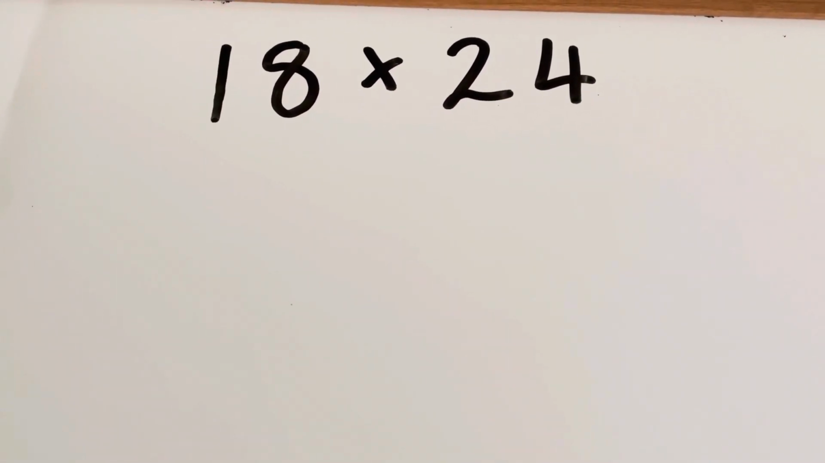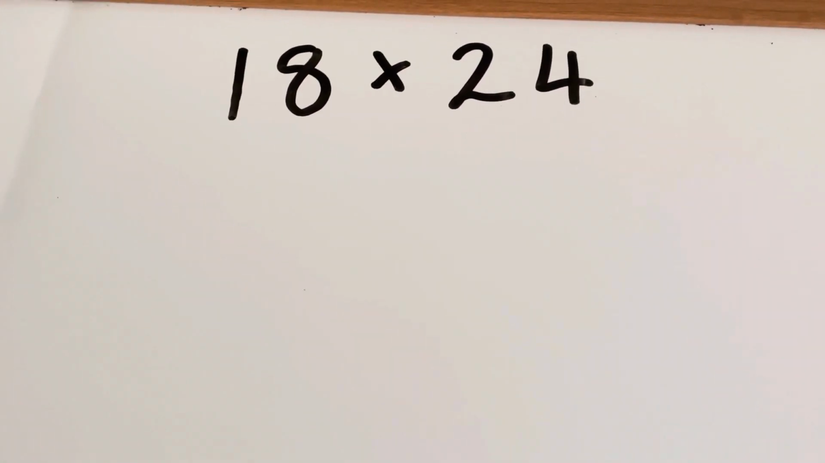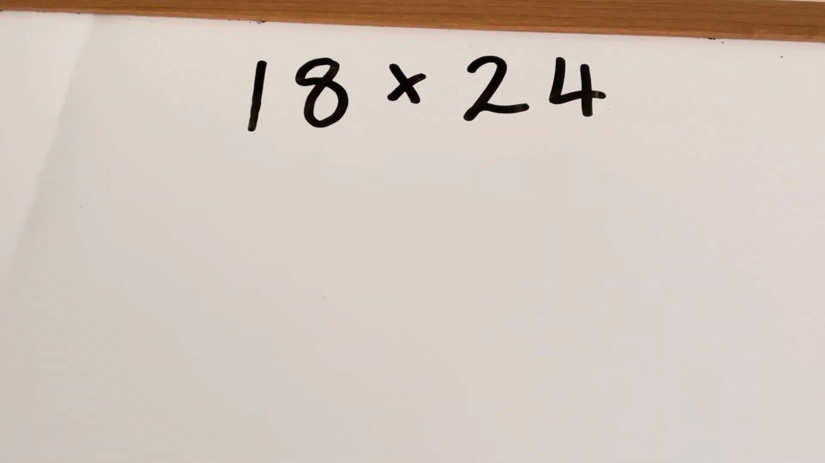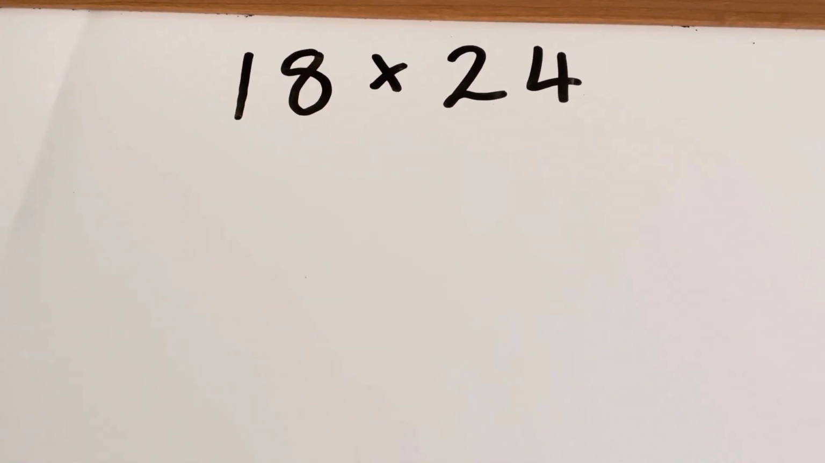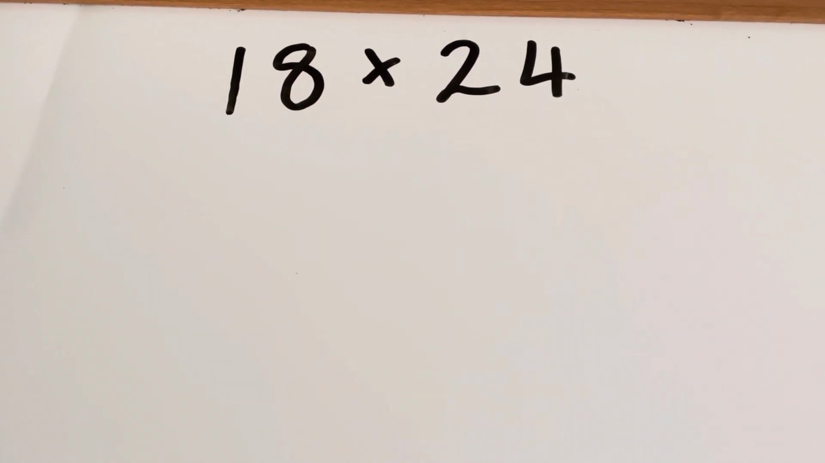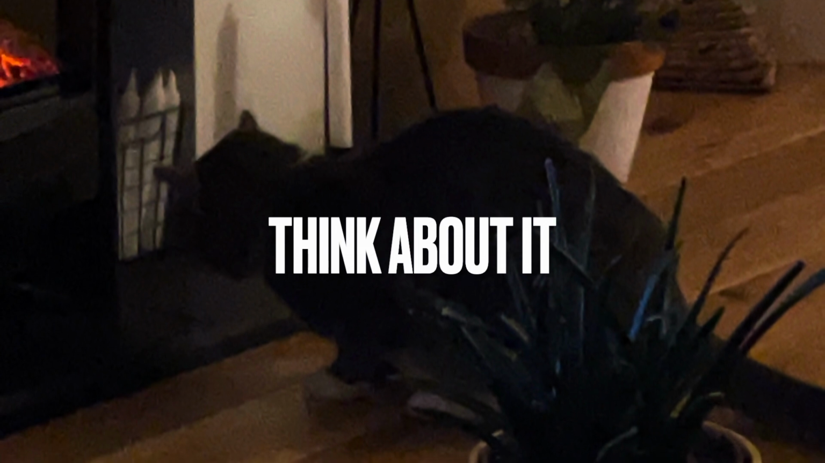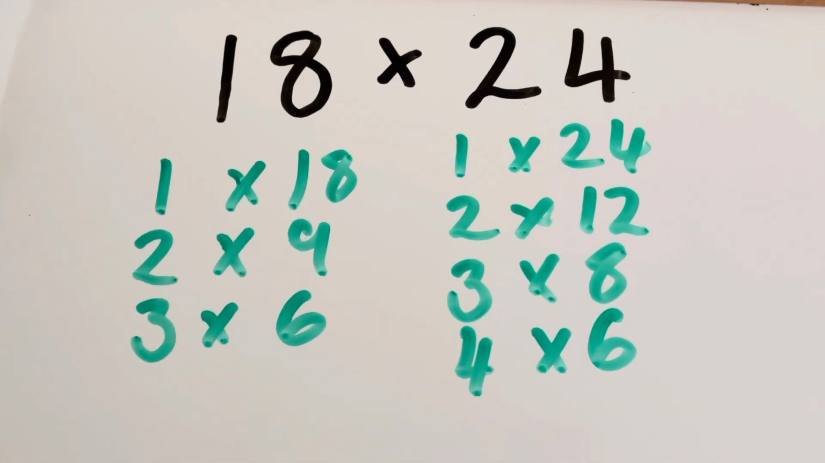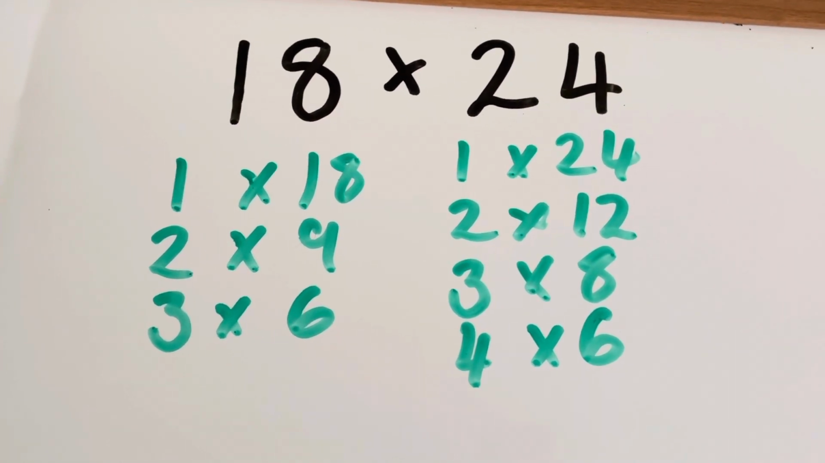Now you've read the question and hope you've picked out these two numbers, 18 and 24. So what we're doing is we're multiplying these together. So the first step that we're going to do is we're going to pause the video, and what you're going to do is write down all the factors from both numbers. Pause the video, give that a go now. Right, you should have a list like this. 18 has got 3 pairs of factors and 24 has got 4.